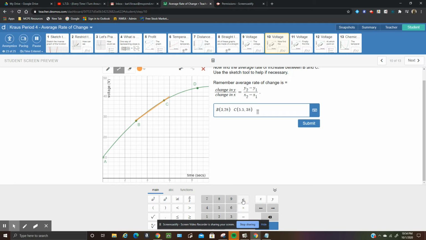So the rate of change there is 38 minus 28 over 5.5 minus 3, which is 10 over 2.5. There should be a decimal point there. So 10 over 2.5, that would be 4 volts per second.